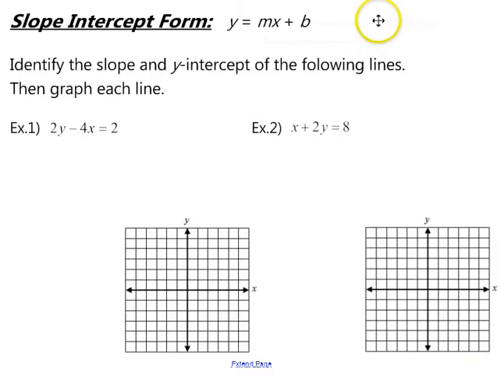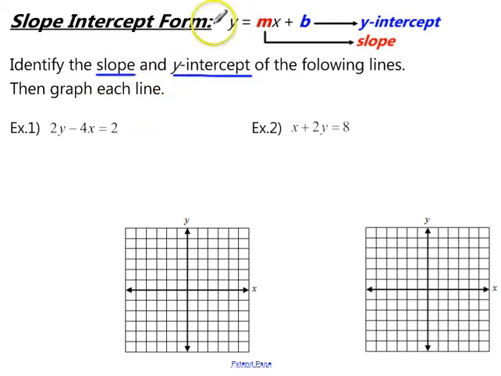Slope-intercept form. So we want to identify the slope and the y-intercept of the following lines and then graph each line. So don't forget, in slope-intercept form, we want the slope and the y-intercept. Now, if you take a look at both of these lines, they are not written in slope-intercept form. So the first thing we want to do is change them so that they are in slope-intercept form so that we can easily identify the slope and the y-intercept. So our goal is to get y all by itself on one side of the equal sign.